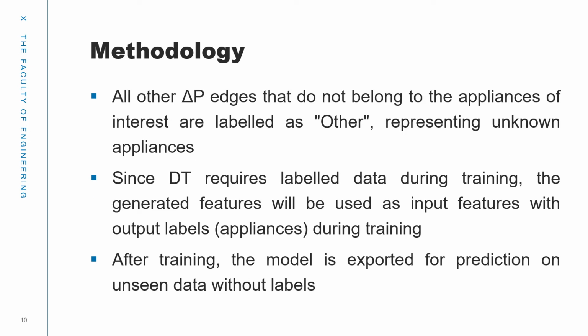All other delta P that do not belong to the appliance of interest are labeled as other, representing unknown appliances. The features are used as input features and appliances are the output. After training the model, it is then exported to predict the unseen data without labels.